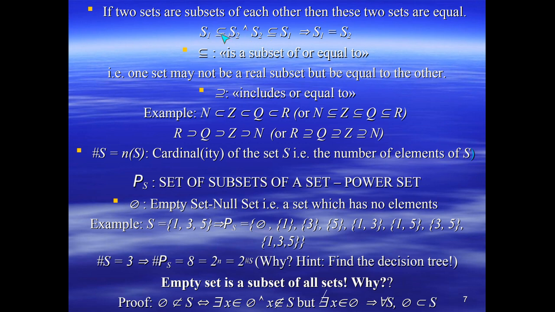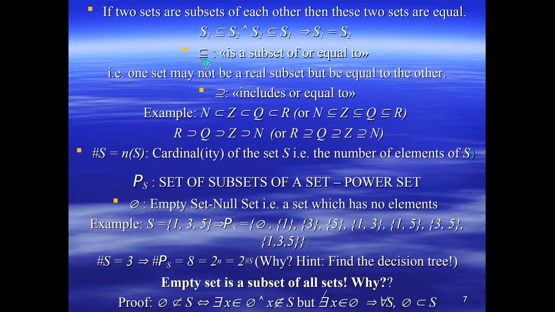So S1 is included and equal to S2, and if S2 is also included and equal to S1, then these two sets should be equal. There is no other way. If something is in the other one and the other one is in the first one, it means they are equal. If S1 has one more element, S1 cannot be included in S2. If S2 has one more element, S1 cannot be included. So, in order to be equal, both should be included in each other. They should have the same number of elements and the same elements so that they are equal, you see.